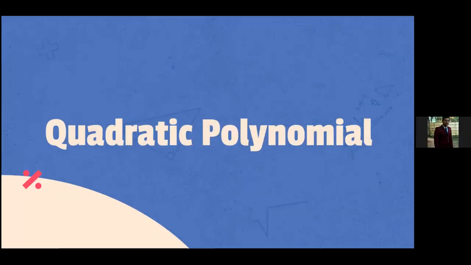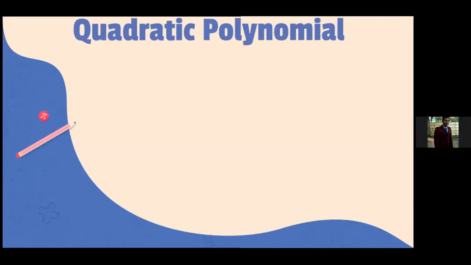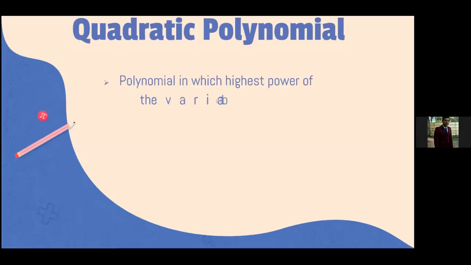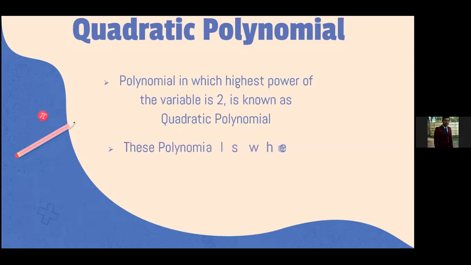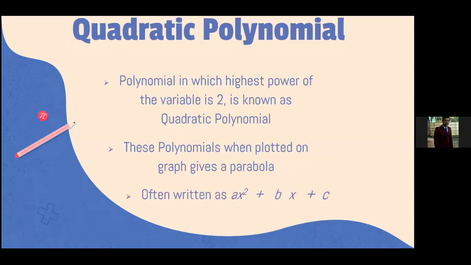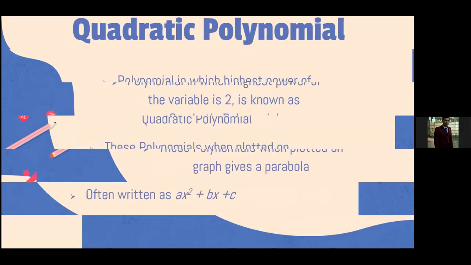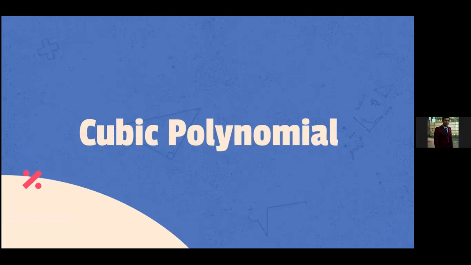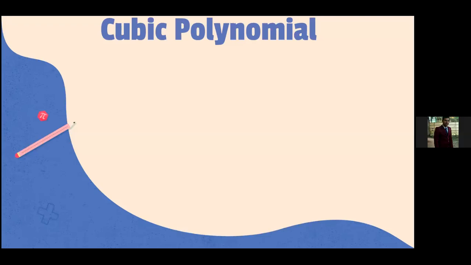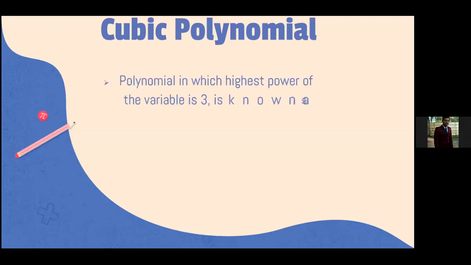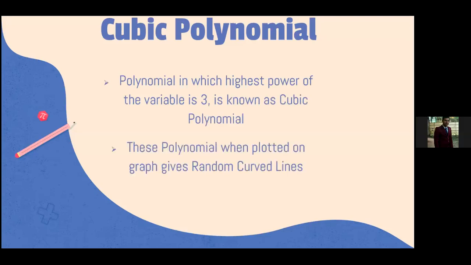Next we move on to the quadratic polynomial. What is a quadratic polynomial? A quadratic polynomial is a polynomial in which the highest variable power is up to 2. When plotted on a graph, it gives us a parabola, and we write it as ax square plus bx plus c. After that, we will go to the cubic polynomial. What is a cubic polynomial? A cubic polynomial is a type of polynomial whose highest variable power is 3. When plotted on a graph, it also gives us a parabola, and we write it as ax cube plus bx square plus cx plus d.